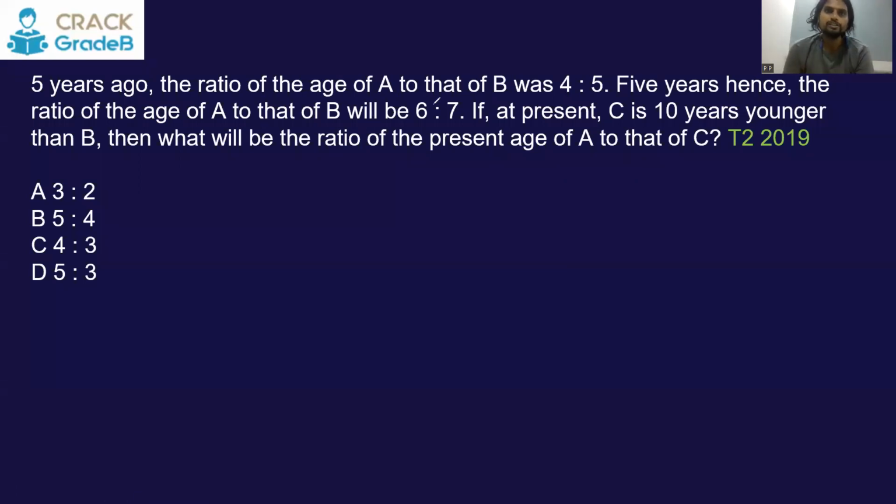Five years ago, the ratio of ages of A to B was 4:5. 5 years hence, the ratio of A to B will be 6:7. If at present C is 10 years younger than B, so similar kind of question. There are 3 people this time. So we can say A to B, 5 years ago, the ratio was 4:5. So if A was 4x, B was 5x. But when? 5 years ago. So presently A is 4x plus 5 and B is 5x plus 5. That is the present scenario.